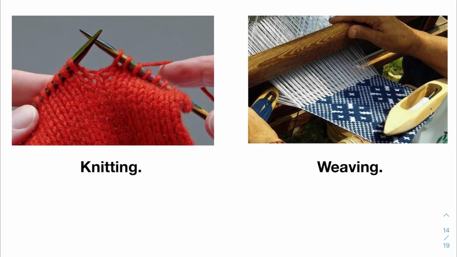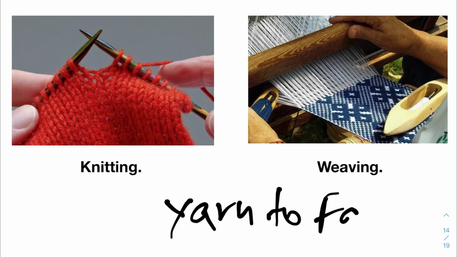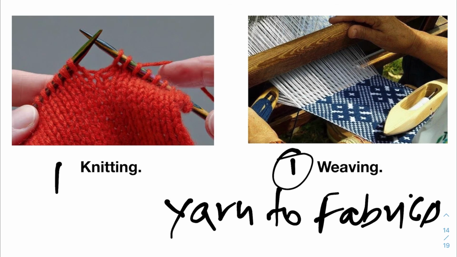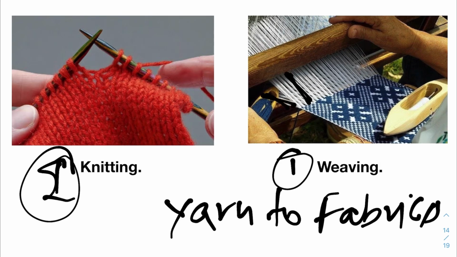After spinning, yarns are used for making fabrics. Yarn to fabrics. There are many ways by which fabrics are made from yarns. Two of the main processes are weaving and knitting. Weaving is a process of arranging two sets of yarns together to make a fabric. In knitting, a single yarn is used to make a piece of fabric.